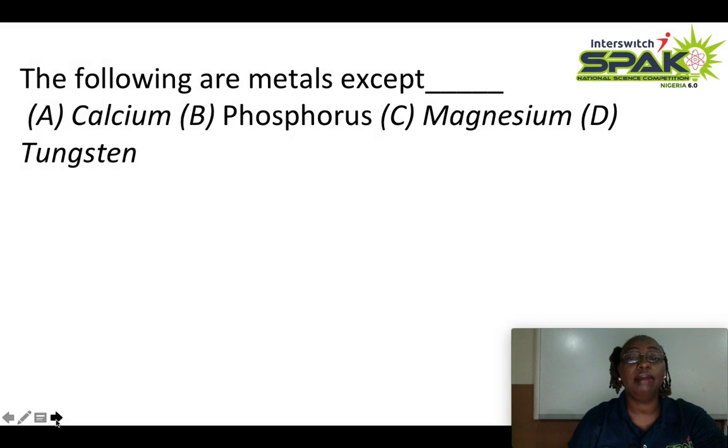The following are metals except: calcium, magnesium, and tungsten are metals. Only phosphorus is not a metal. Phosphorus is a non-metal.